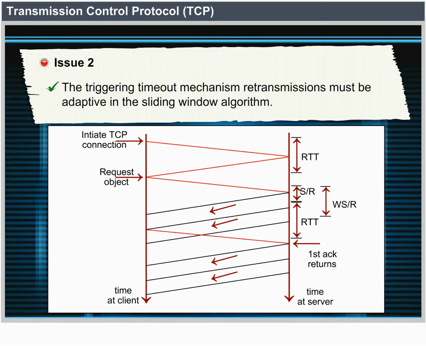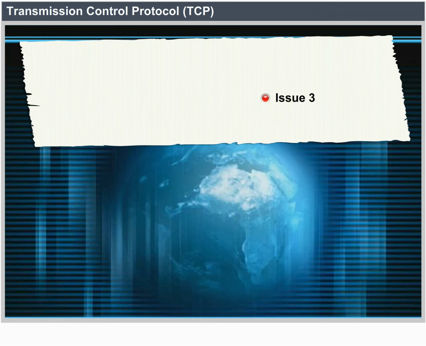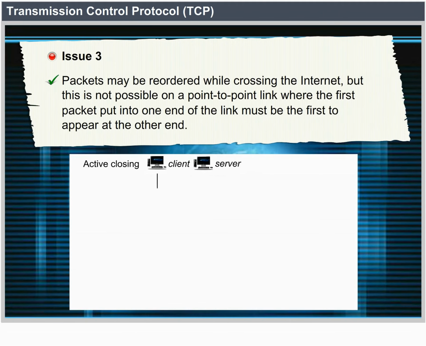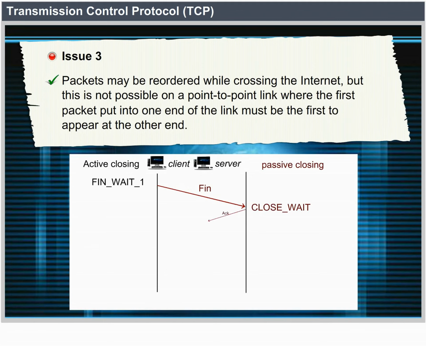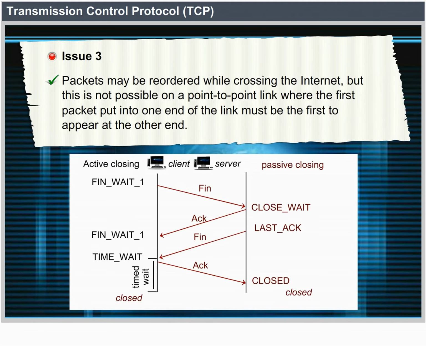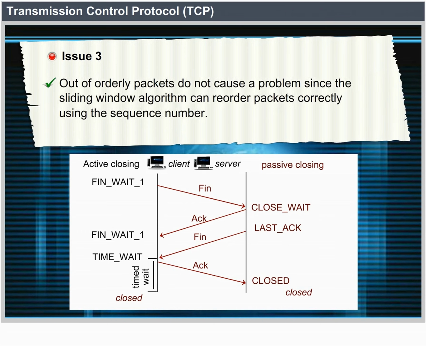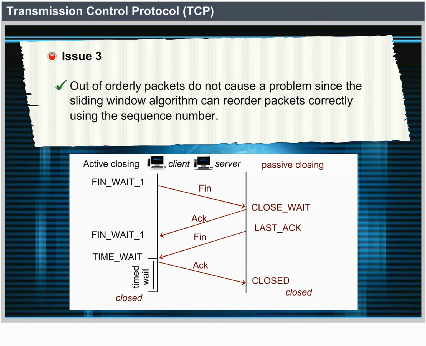Issue 3. Packets may be reordered as they cross the Internet, but this is not possible on a point-to-point link, where the first packet put into one end of the link must be the first to appear at the other end. Packets that are slightly out of order do not cause a problem since the sliding window algorithm can reorder packets correctly using the sequence number.